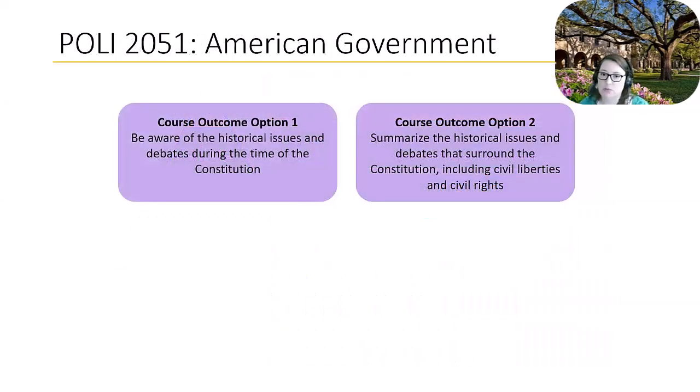So let's go back to Poly 2051, and I want you to look at two examples of a course outcome that were written. Course outcome 1 says, be aware of the historical issues and debates during the time of the Constitution. And course outcome 2 is, summarize the historical issues and debates that surround the Constitution, including civil liberties and civil rights. So I'm going to stay silent for a second so you can process and make a decision on which of the two examples is written in a way that is measurable and observable.